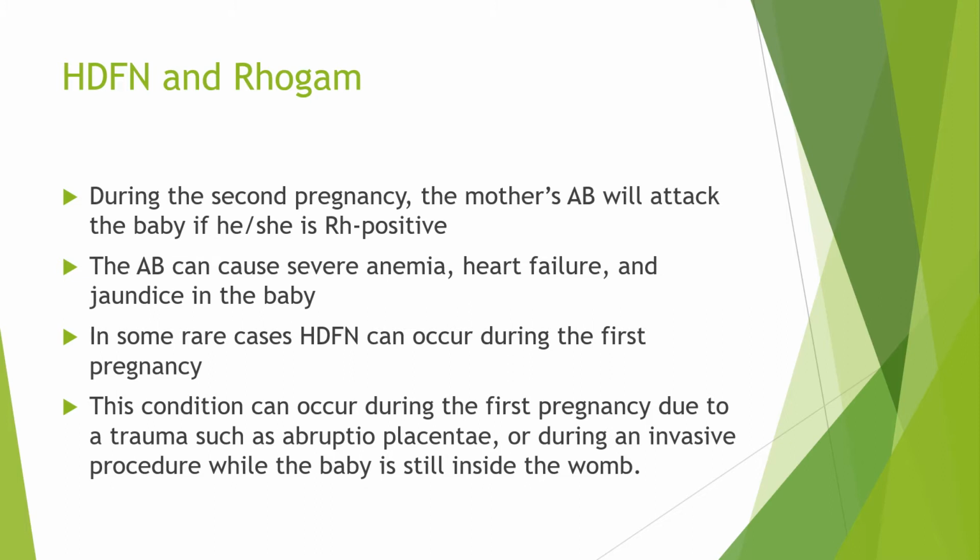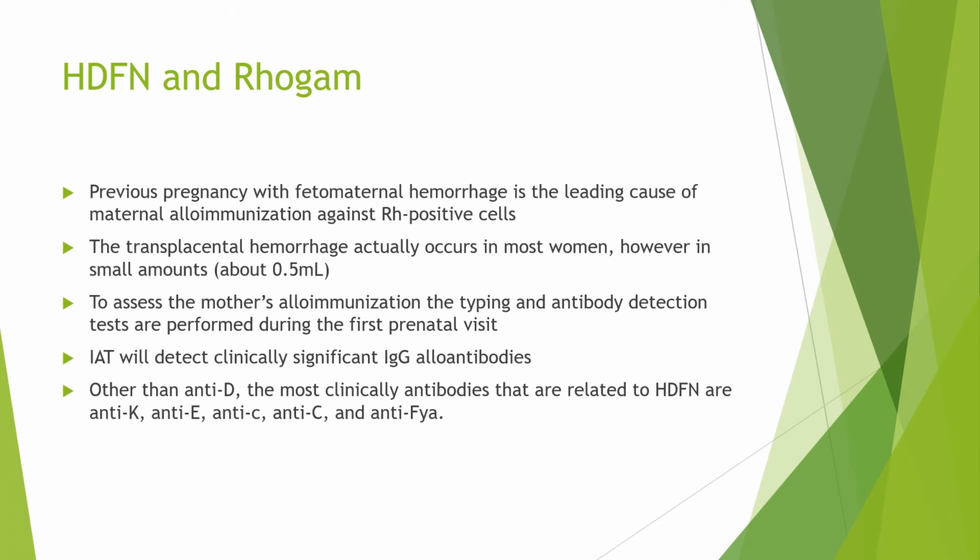Some conditions can occur during the first pregnancy, like abruptio placentae or an invasive procedure while the baby is still inside the womb. So the mom's blood and the baby's blood will come into contact. So the mom will then, on the first pregnancy, develop the antibody. Once the Rh positive blood gets into the mom's circulation, the mom has become sensitized to the Rh positive.